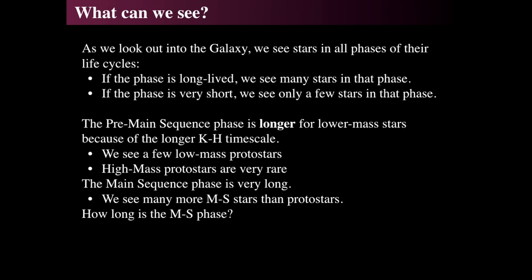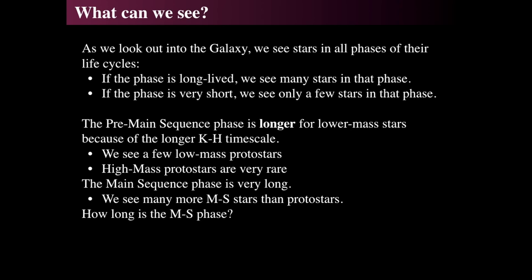So what do we see out there in the sky? If we look out into the galaxy, there are stars of all different kinds, where we've seen O, B, A, F, G, K, M type stars all over the place, and L's and T's out there, and we see them in all different life cycles. Now, if the phase is long-lived, meaning maybe it lasts billions of years, then we'll see many stars in that phase because there are many more opportunities for a billion years to intersect today. If the phase is extraordinarily short, say 10,000 years or so, we will only see very few stars in that phase, because the probability of a star being in that phase is very small.